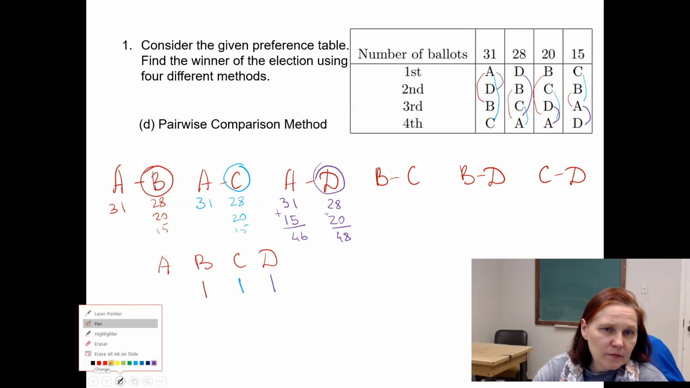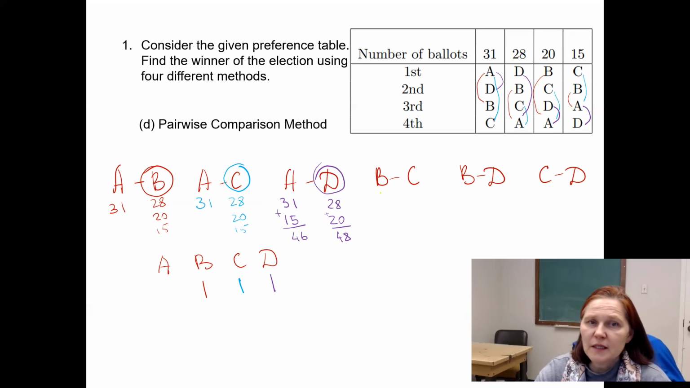The next pair, B and C. B is above C on 31 ballots, on the next 28, and on the next 20. So C is above B only on 15 ballots, so B is the winner in this pair.